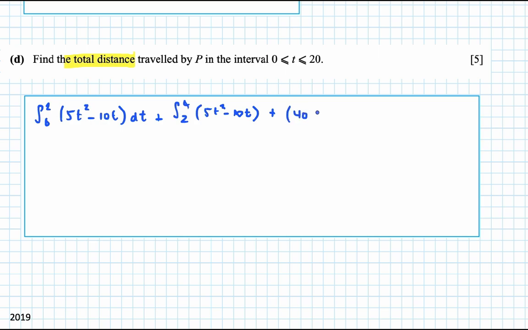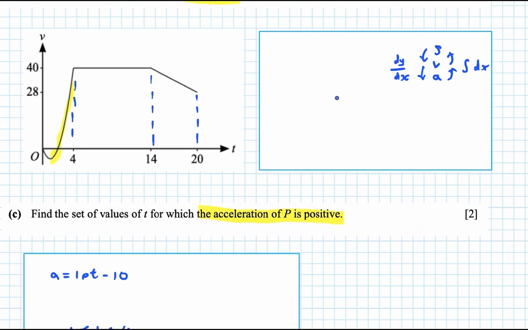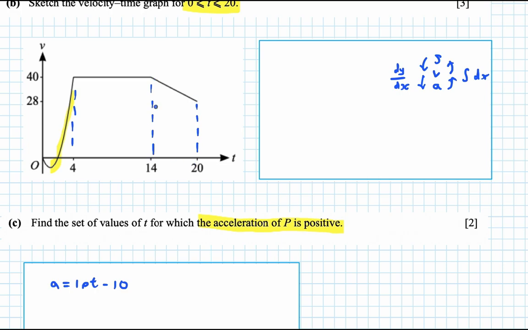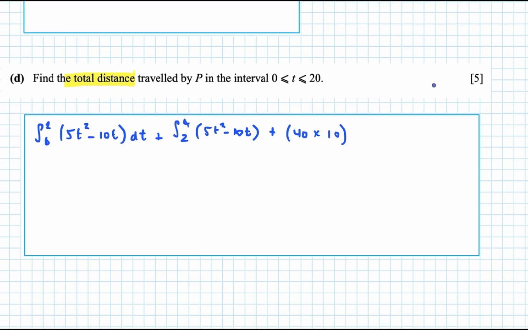So the height was 40 and the base was 10. Base meaning width if you want. And then we have 14 and 20, the same height, or width, I should say. The width here is 6. So 40 plus 28, divide by 2, or find half of that, times our 6. And of course, from here on out, it's just clearing up these little details.